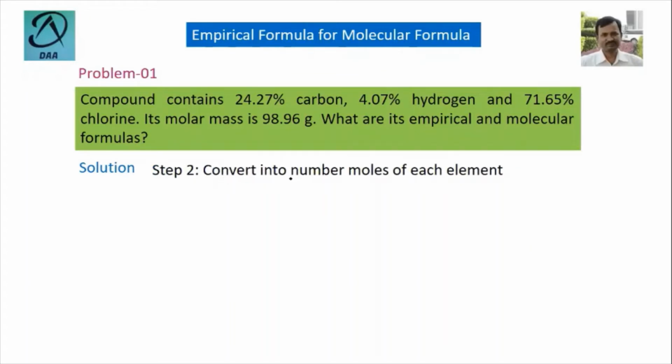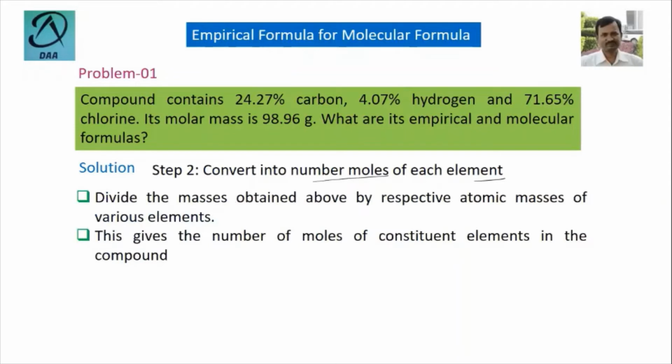Now convert into the number of moles of each element. If we divide the weight of the element by its atomic mass, then we find the number of moles. So, divide the masses obtained above by the respective atomic masses of the various elements, and we will get the number of moles.